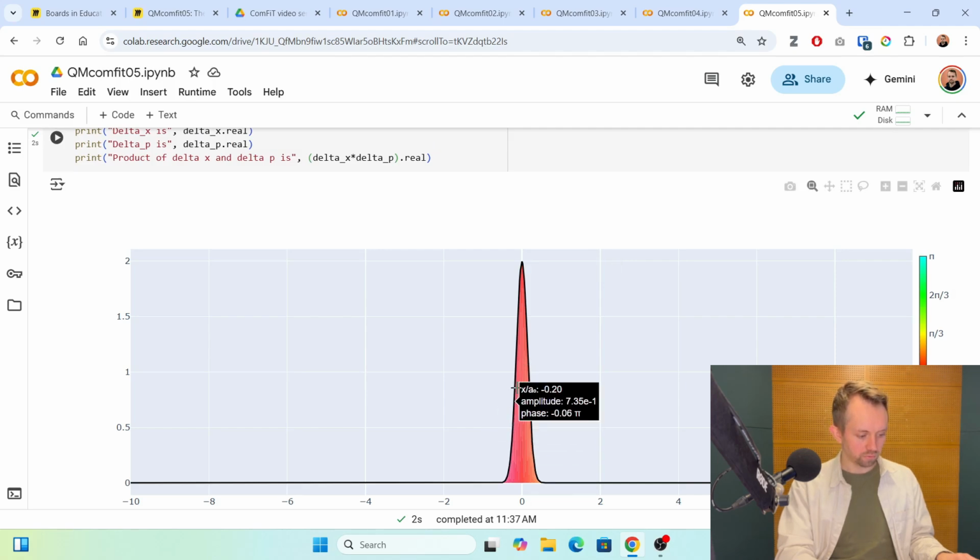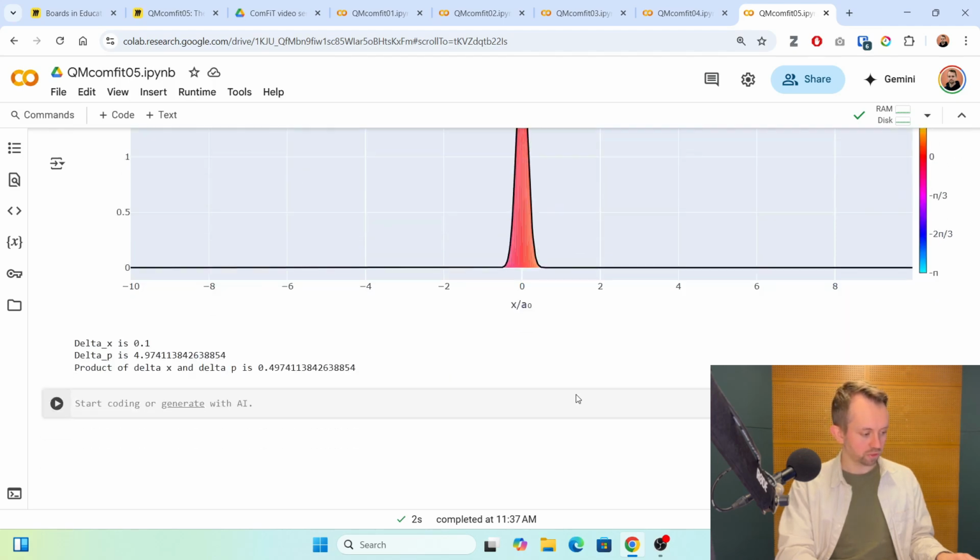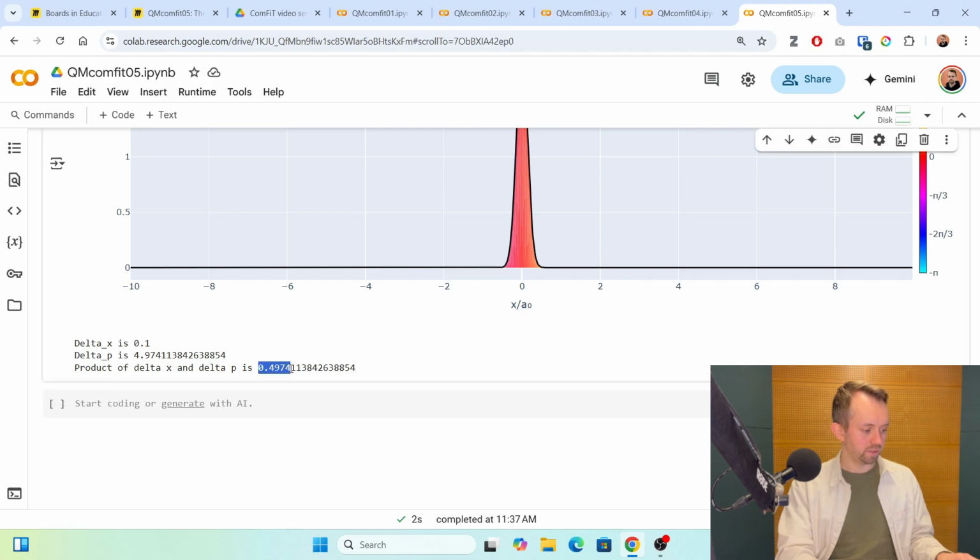Yeah, so the function now looks much smoother, right? It looks like a proper Gaussian. And now you can see that the product of delta x and delta p is much closer to 0.5 again. And if I were to increase the resolution even more, then I would get a more accurate result.